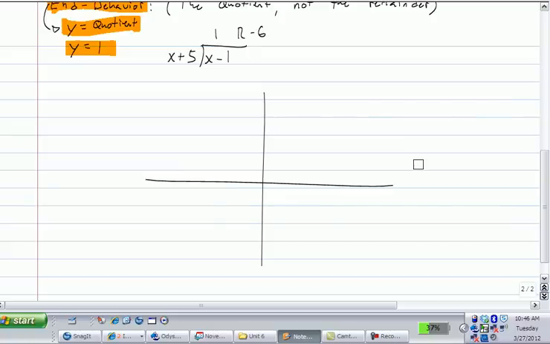I like this problem. All right, so we got to put some stuff on here. Let's label our intercepts. Do you guys remember what they were? Yes, our intercepts were (1, 0) and (0, -1/5). Okay, there's (1, 0) and (0, -1/5).